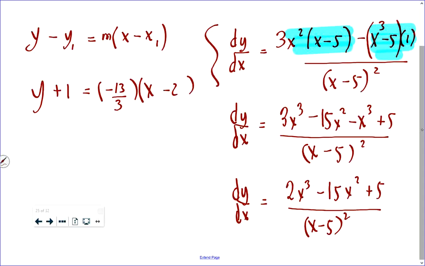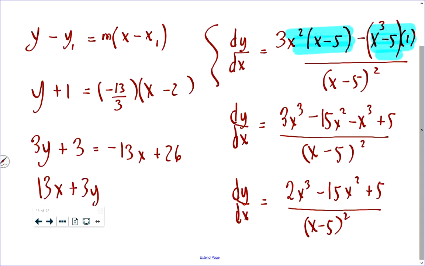I'm going to multiply both sides by 3 to get 3y plus 3. And that leaves me with negative 13 times the x and negative 13 times the negative 2. I'm getting 13x plus 3y minus 23 is equal to 0. Well, let me double check my math. 3y plus 3, and I multiply that negative 13 into the x minus 2 and get negative 13x plus 26.